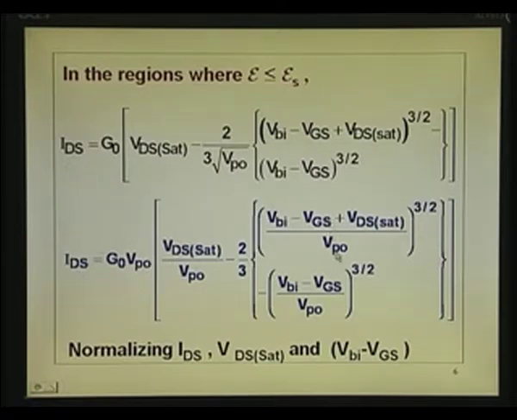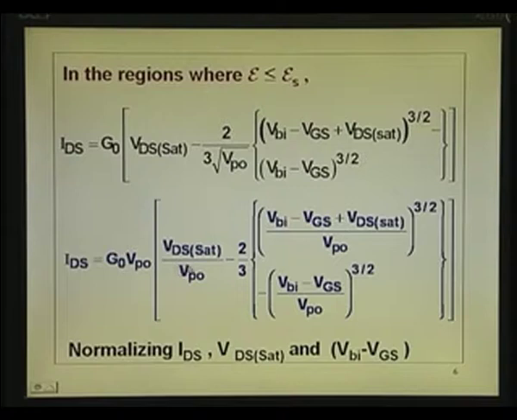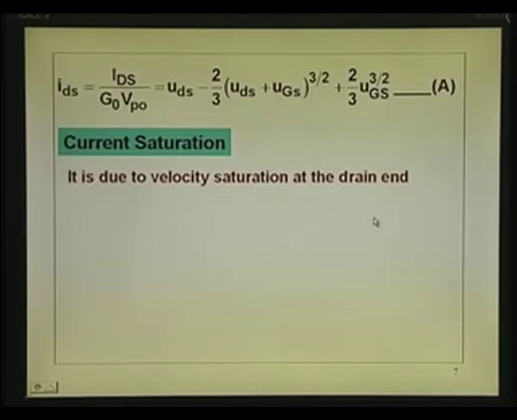See, all these are normalized with respect to V. These are ratios only. So, G naught into V p 0 has dimensions of current: voltage into conductance. So, I d s divided by that quantity is the normalized value of the current, the normalized value of drain source voltage, and the normalized value of the voltage at the source end, you call it as UGS, the whole thing, and this you call it as UGS plus UDS. Okay. I have rewritten that equation now.